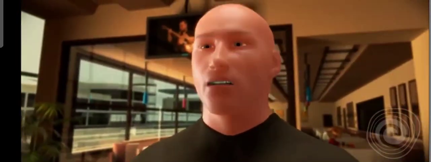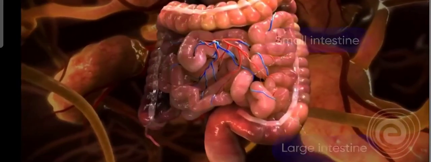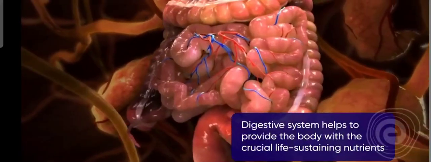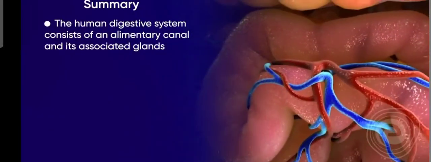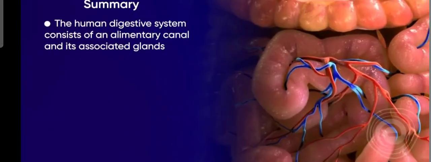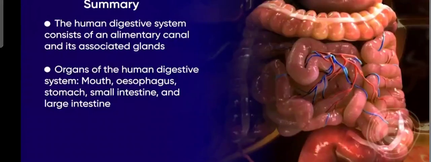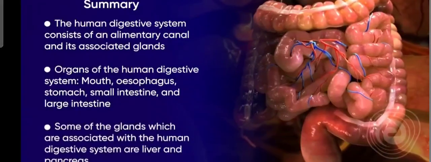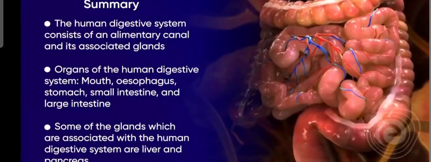Thus, the digestive system comprising of the mouth, esophagus, stomach, small intestine, and large intestine helps to provide the body with the crucial life-sustaining nutrients. Let us summarize. The human digestive system consists of an alimentary canal and its associated glands. The various organs of the human digestive system are mouth, esophagus, stomach, small intestine, and large intestine. The glands which are associated with the human digestive system are liver and pancreas.